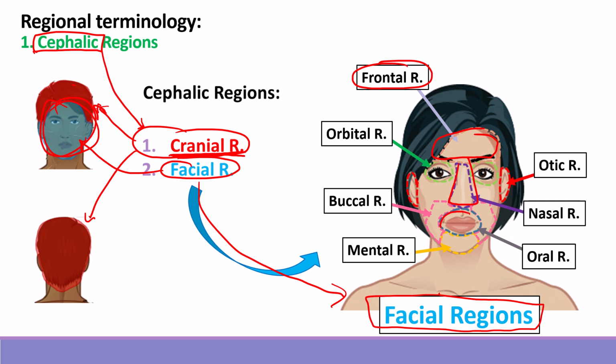What we call the mouth is the oral region. What we call the cheek is the buccal region. What we call the chin is the mental region. What we call the ears is the otic region. And the region that corresponds to the eyes is the orbital region.